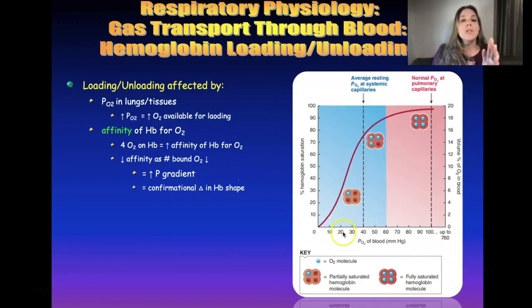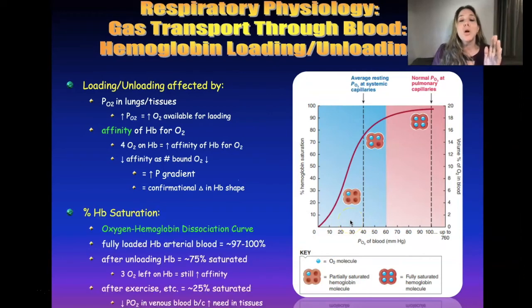And by the time we're down to 25 millimeters of mercury, the hemoglobin only has one oxygen left, and it's ready to get rid of it and be fully unloaded because it no longer has that affinity. It's changed shape so much that it's giving away its oxygen like candy at that point. So the lower the pressure of oxygen in the venous blood, the more that it'll unload the oxygen into the tissues where it's needed. So this phenomenon here, this graph, is called the oxygen hemoglobin dissociation curve, and it's correlated with the percent of hemoglobin saturation that we have.